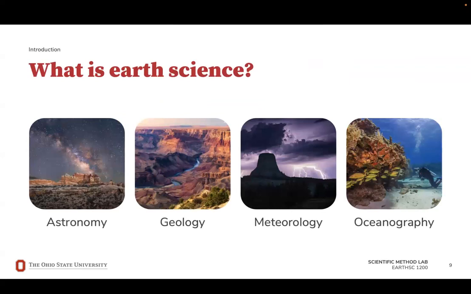Now that we've defined science, we can define earth science. Earth science is the study of planet Earth. It covers all aspects of the planet from its formation 4.5 billion years ago to present-day processes.